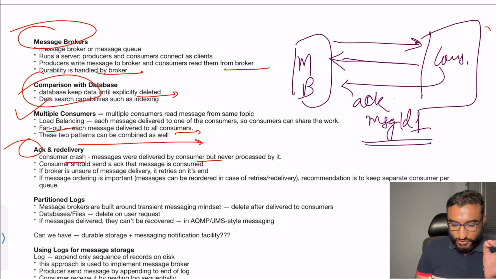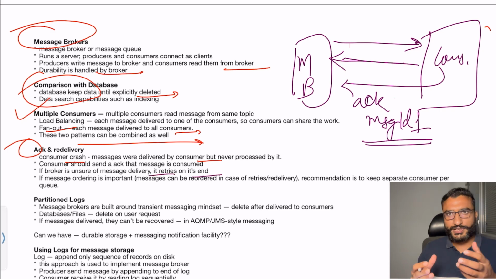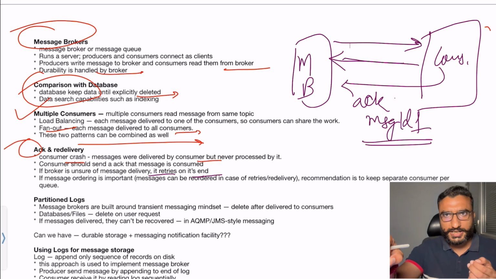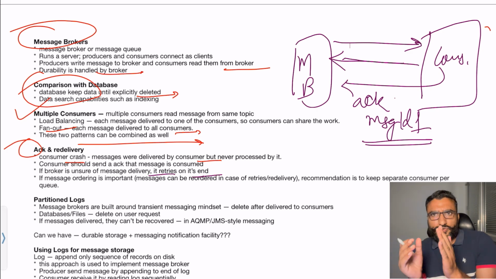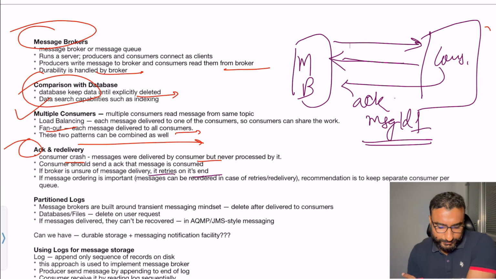If a broker is unsure of message delivery, it can always retry. Then it falls on the consumer end, because there are some scenarios where the message may be delivered twice, so your application should be able to handle that.